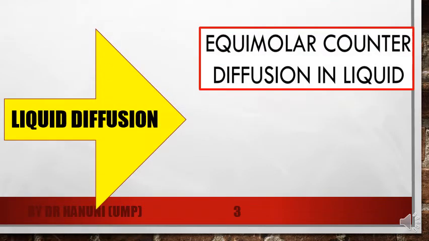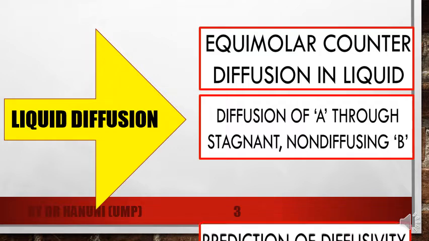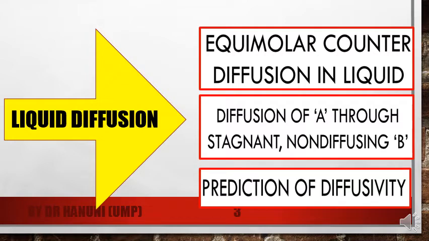Alright, this is the content outline that we will cover for today's session. The first part is about equimolar counter diffusion in liquid, which is part of the mechanism that occurs in liquid diffusion. The second part is about diffusion of A through stagnant and non-diffusing B. If you remember, we already learned these two mechanisms before in gas diffusion, but today it is focused on liquid diffusion instead. And lastly, we will cover the prediction of diffusivity, the DAB, for liquid diffusion.